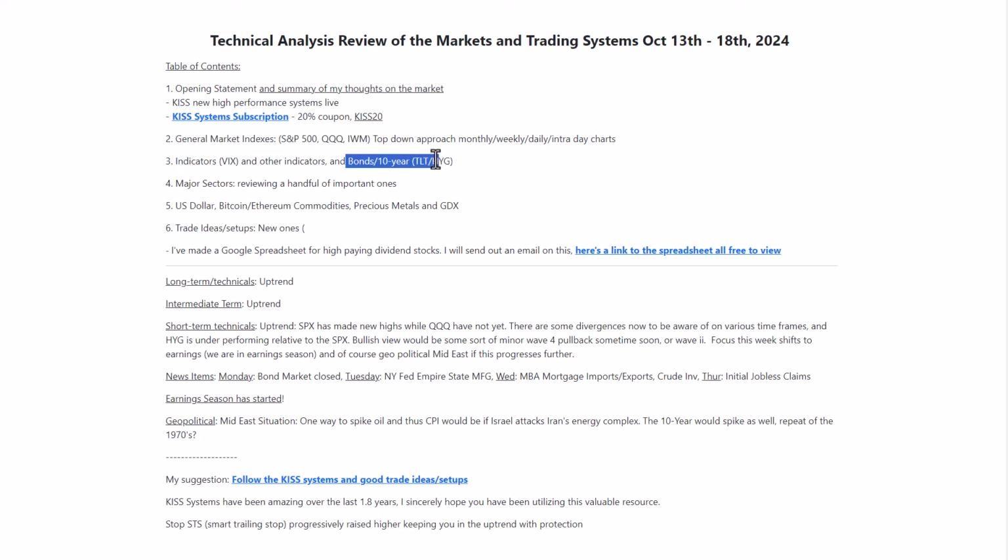We'll look at the bond market. We'll look at some major sectors. We'll look at US dollar, crypto, currencies, Bitcoin, precious metals, commodities, and of course, trade ideas.